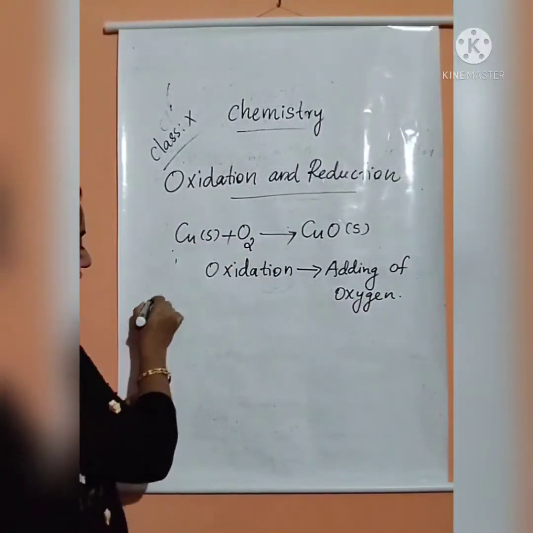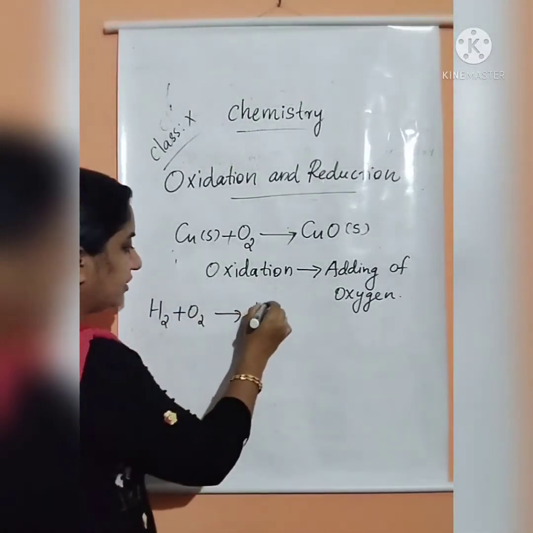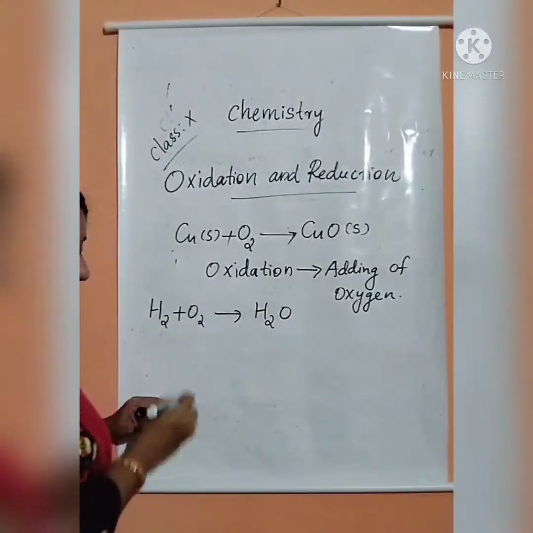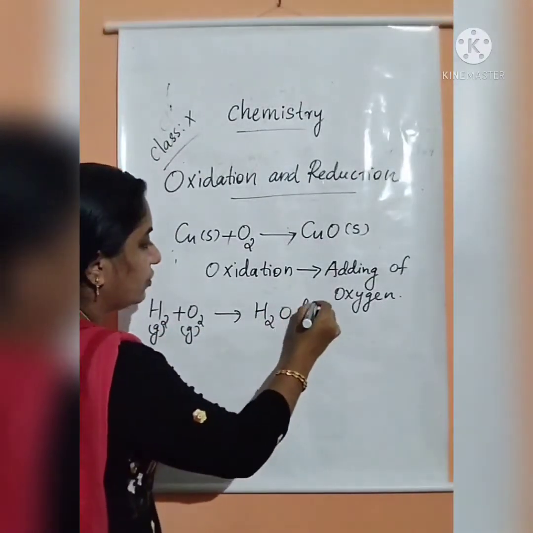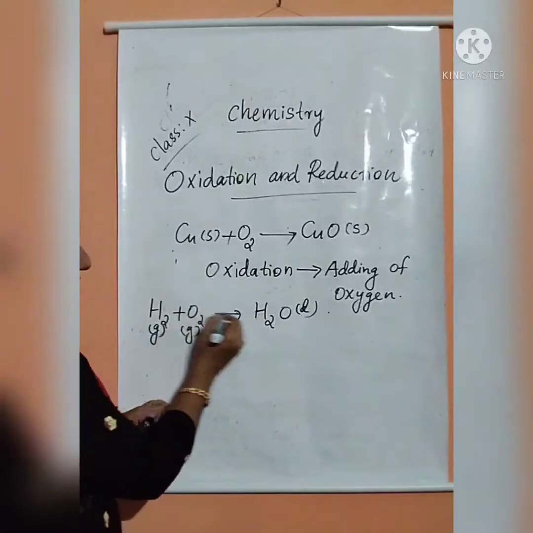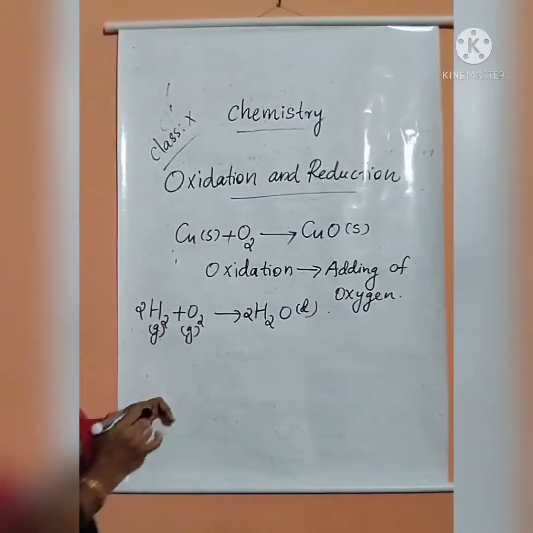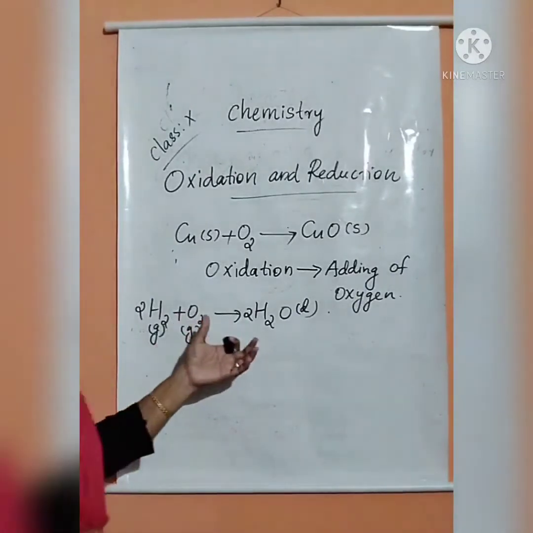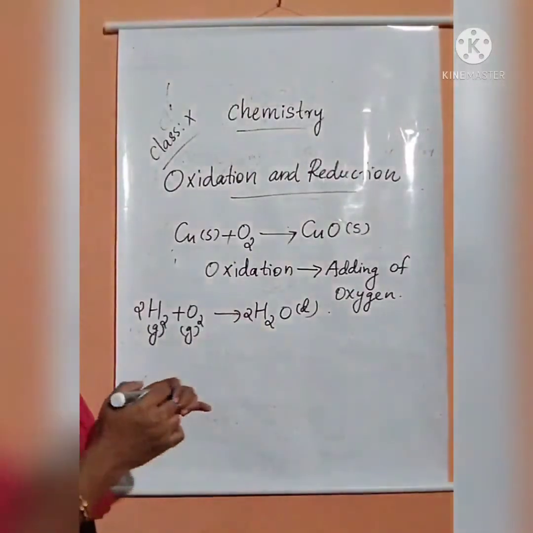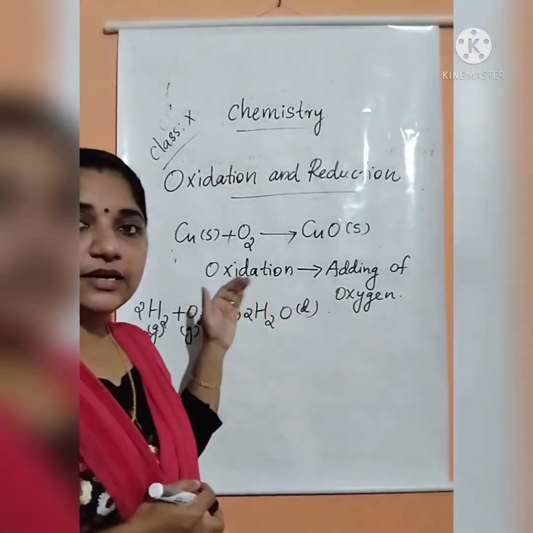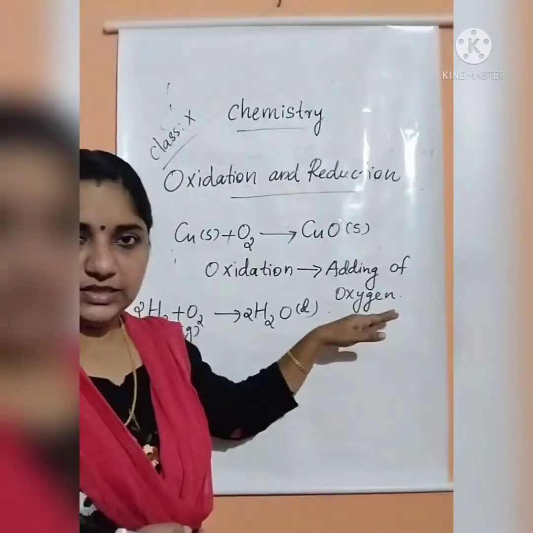When hydrogen reacts with oxygen, what happens? Water is formed. Hydrogen gas reacts with oxygen gas and water is formed. Here also hydrogen is oxidized, that means oxygen is added to hydrogen. Oxidation means adding of oxygen.